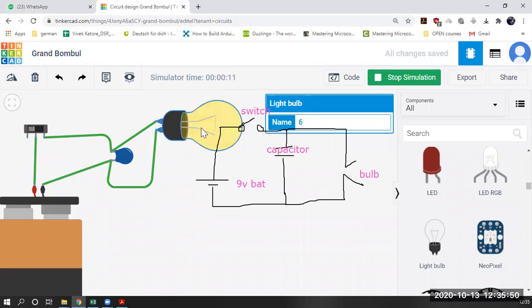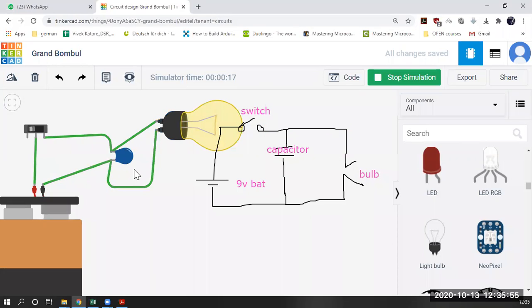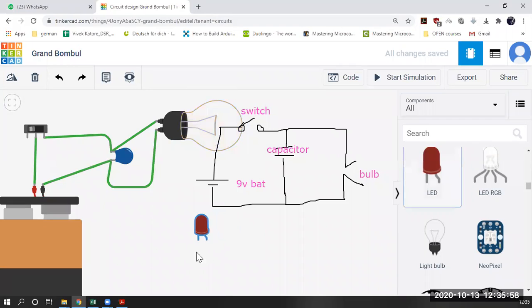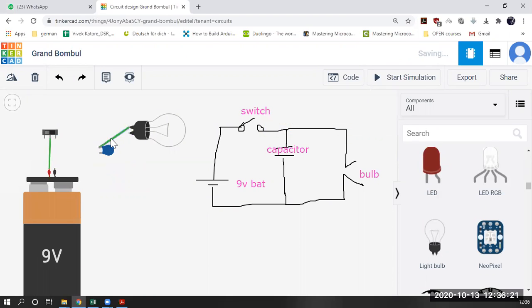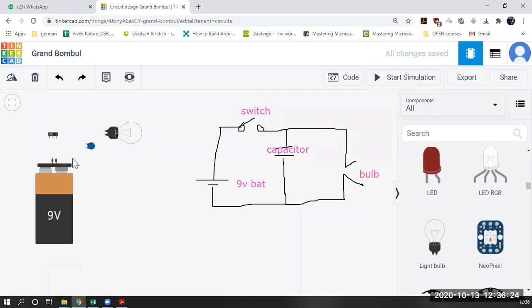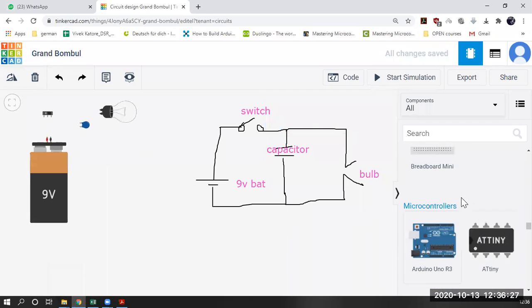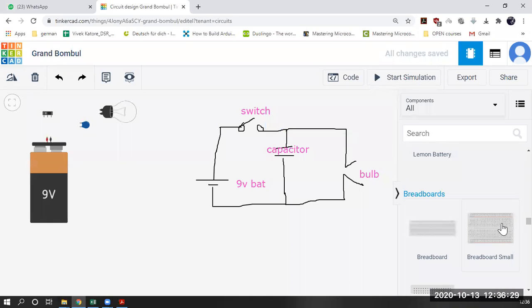How to remove the bulb? Just click on the bulb and press the delete button on your keyboard. Okay. Any component you want to delete, just press the delete button on your keyboard. All right. So let's try to do this connection in the breadboard. Okay, using the breadboard. So let's take this breadboard, the small one.